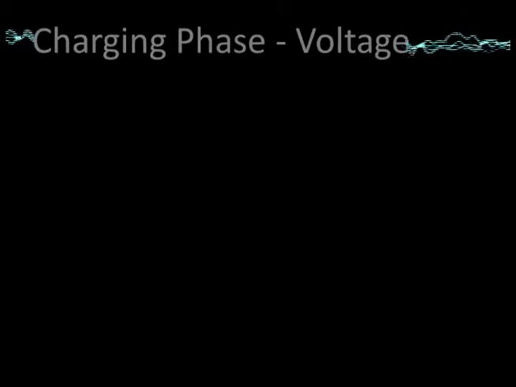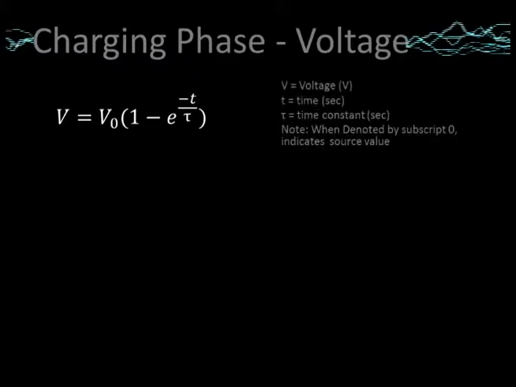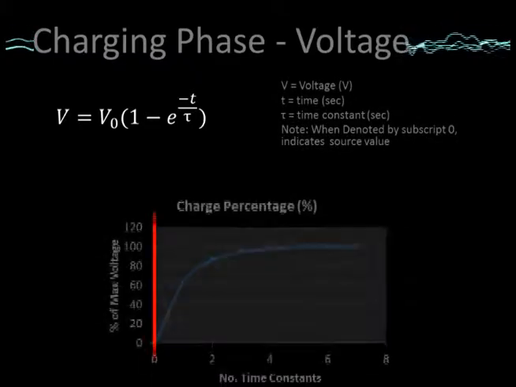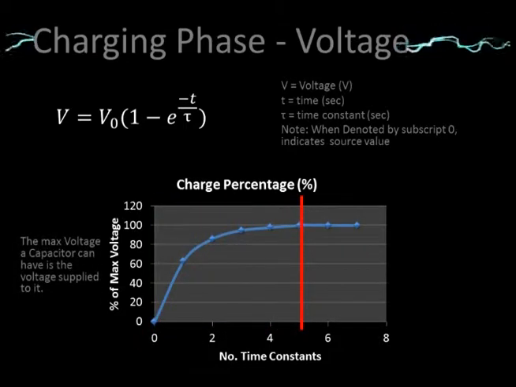Now we're going to look at the voltage across the capacitor during the charging phase. At any point in time, the voltage is equal to the maximum voltage times 1 minus e to the minus t on tau, where t is time and tau is the time constant. As shown here in the graph, initially there is no voltage across the capacitor, and after a period of 5 time constants, the maximum voltage is reached.